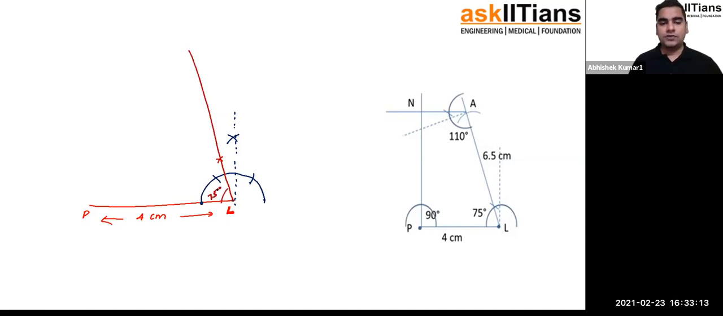So what are the first two steps? In the very first step, you have to draw PL, which is equal to 4 centimeters, using a scale. In the second step, you have to draw angle L using a compass. Whenever you are provided any angle that's a multiple of 15 degrees, you always have to use a compass. I would suggest not to use any other thing.